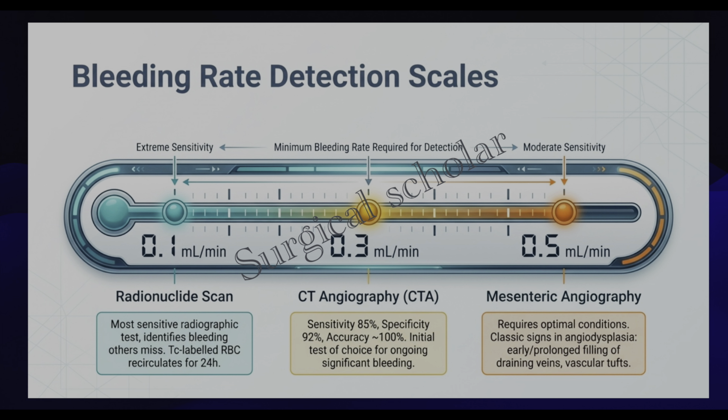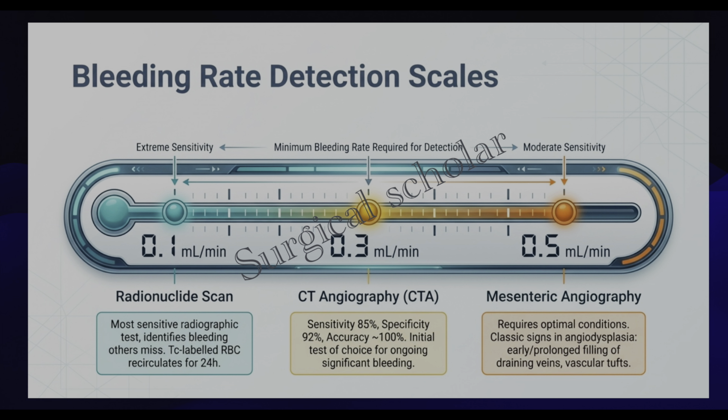The 0.3 to 0.5 ml per minute is tested by the CT angiography. When endoscopy doesn't yield a fruitful result, it is the test of choice for ongoing significant bleeding, with a high sensitivity of 85% and accuracy of 100%. If the bleed is more than 0.5 ml per minute, mesenteric angiography is opted for. It is both diagnostic and therapeutic. It requires minimal optimal conditions.